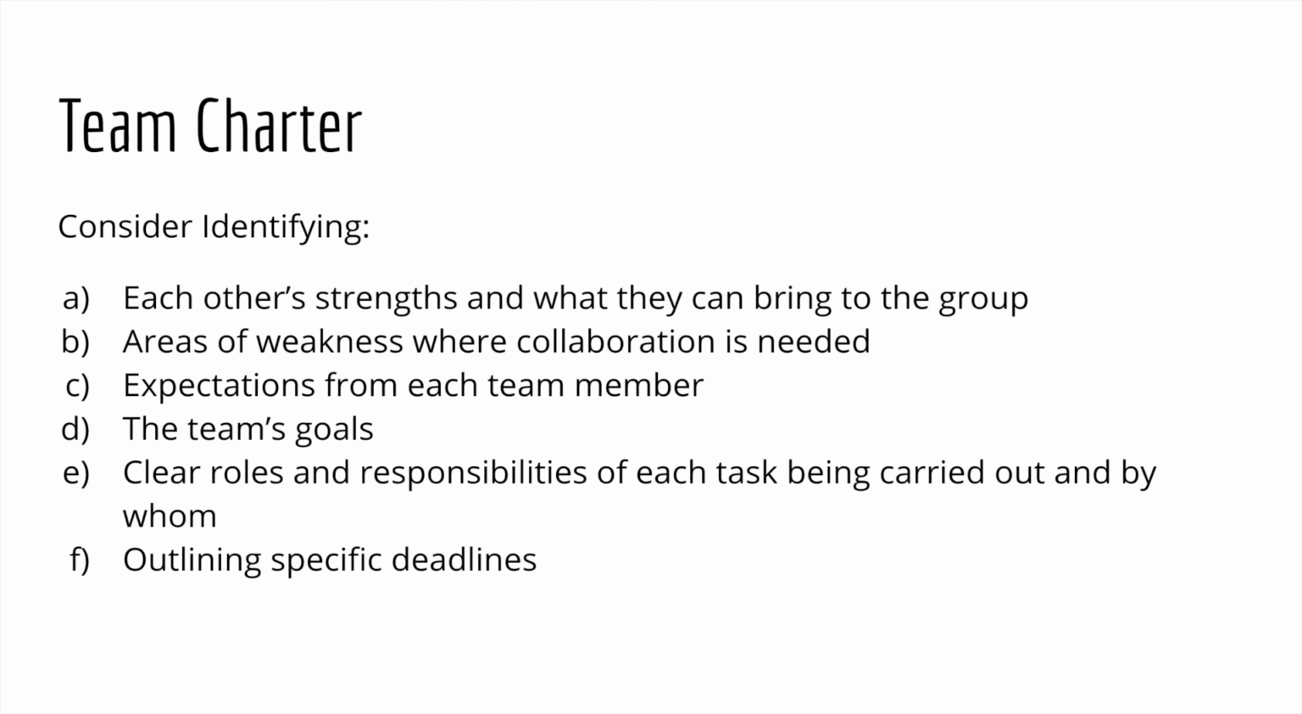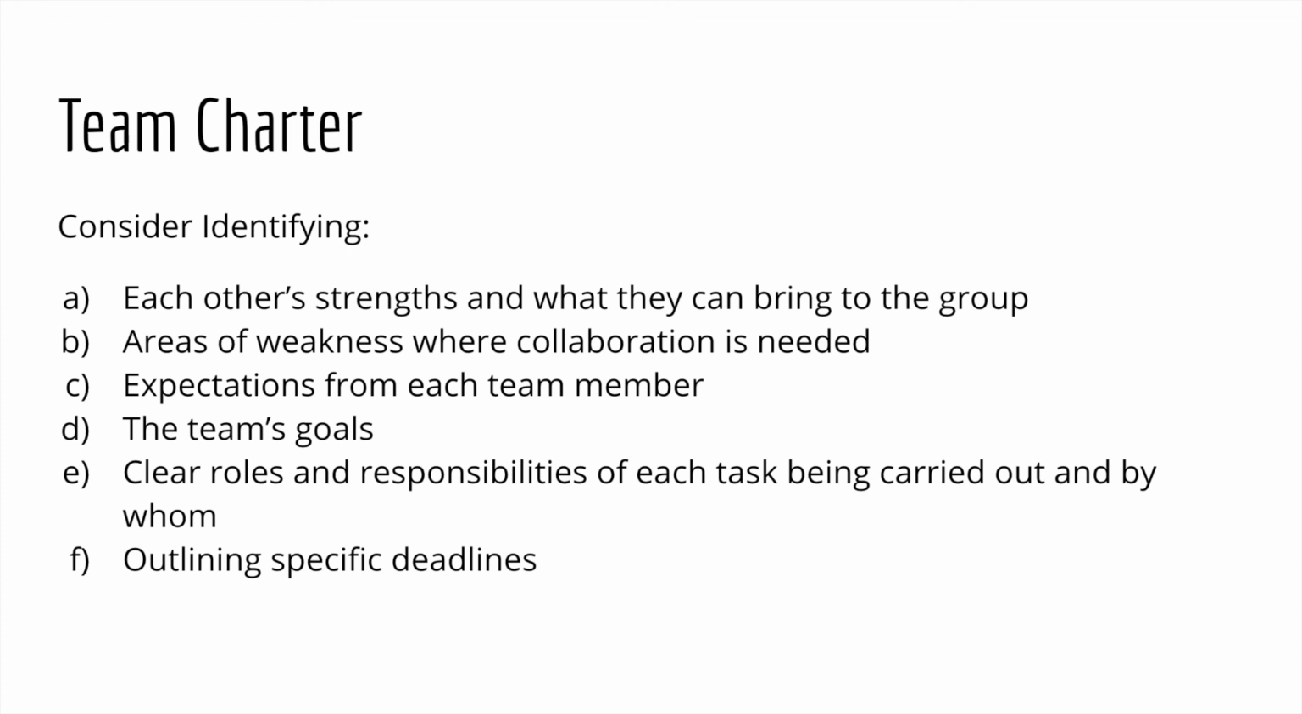Team charters can be a great way to minimize disputes among groups. It's always best to achieve a collective agreement at the beginning of your work. What will each member do to support and enable this team's success? Consider identifying each other's strengths and what they can bring to the group. This is where self-awareness comes in. This could be technological strengths or writing skills. Areas of weakness where collaboration is needed, such as if someone is not good with editing.